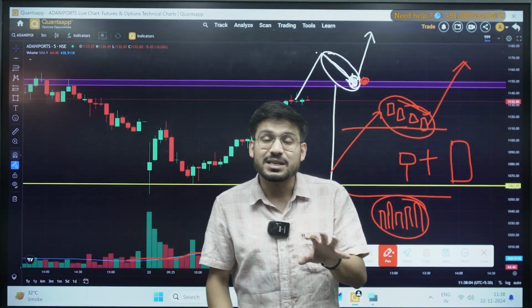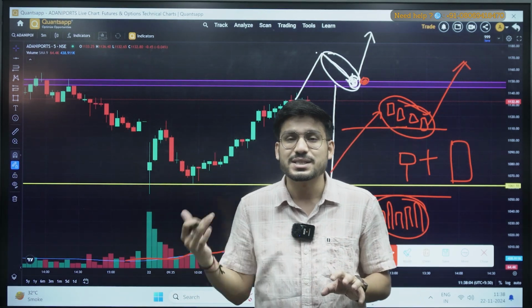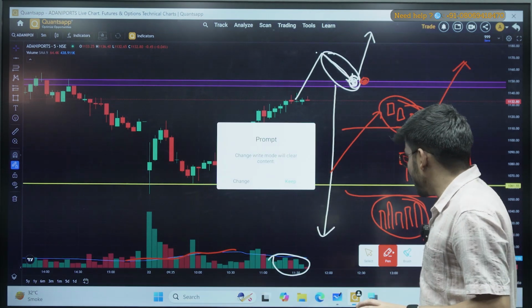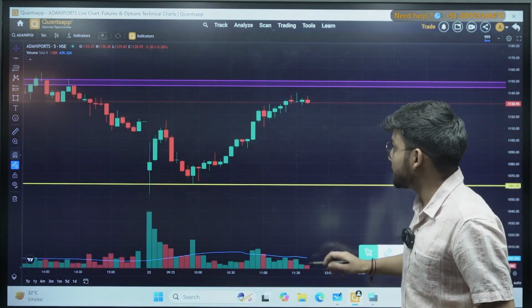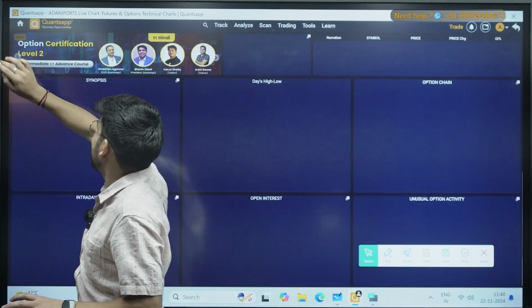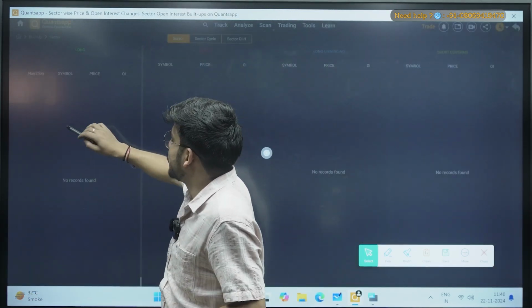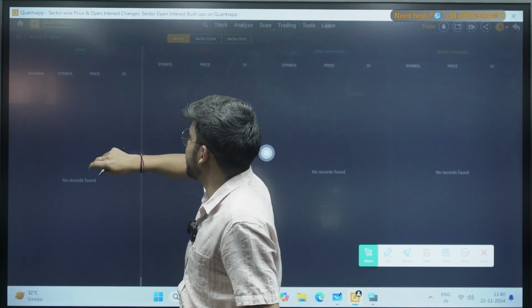But the main thing is how to select the stock, how to select the sectors. So I hope you got the concept, right? Now let's see, I got another sector there as well. Let's see if I go with the IT as well. In the built-up sector as well, you can see, just a second.